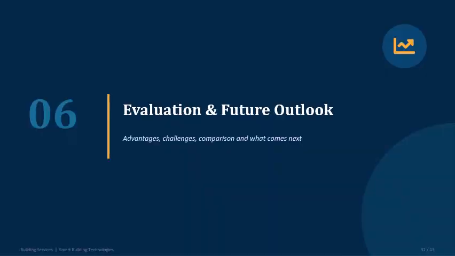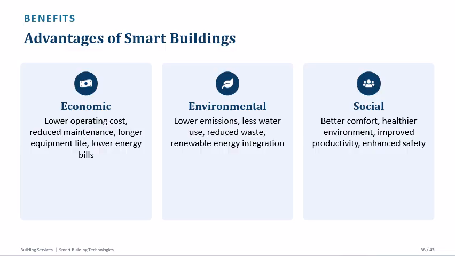So next we will see the evaluation and the future outcomes, that is advantages, challenges, and comparison. First is the benefits, that is the advantages of smart buildings. They are categorized into three categories: the first one is economic, another one is environmental, and another one is social.